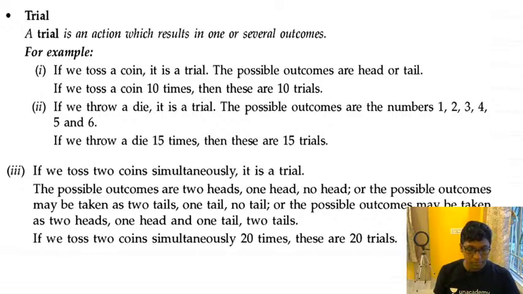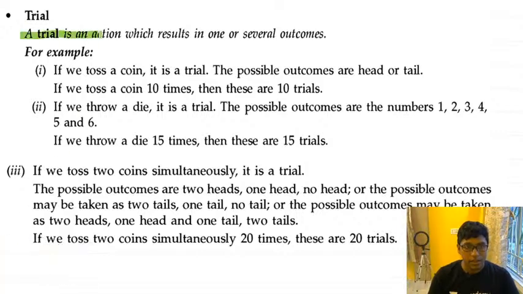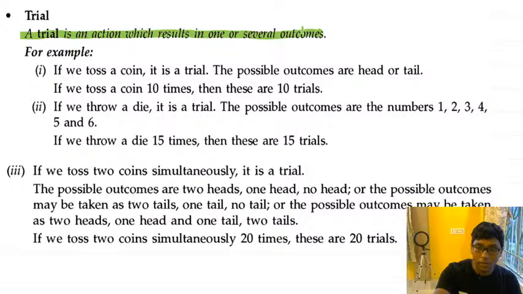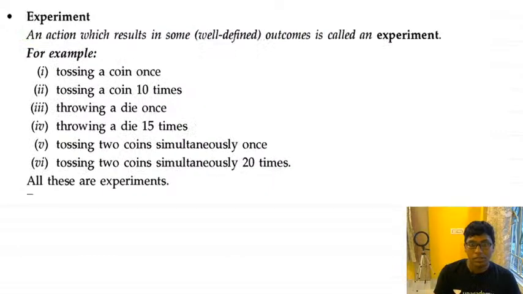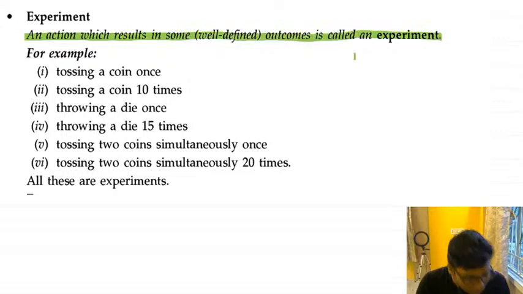Clear? So a trial is an action which results in one or several outcomes. Each outcome is known as an event. The events need to be well defined. Now, experiment: an action which results in some well defined outcomes is called an experiment.